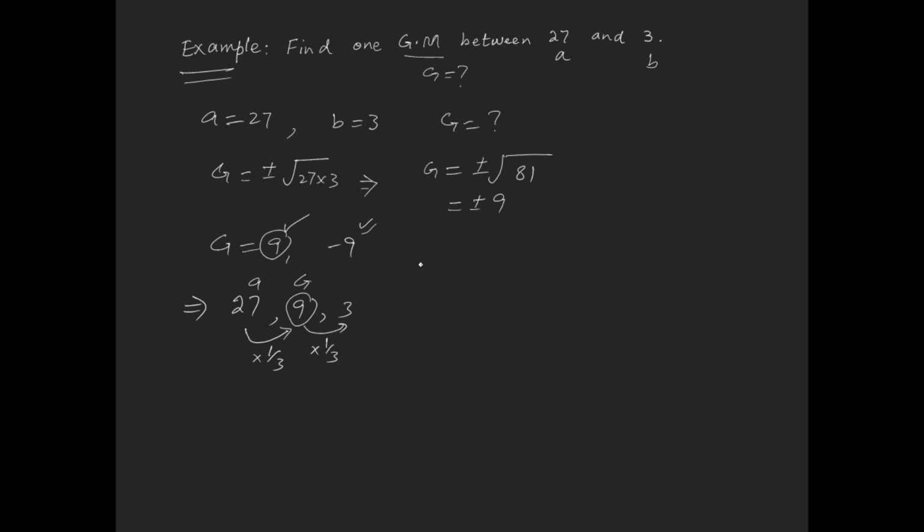Now if the geometric mean is minus 9, then A, geometric mean, and B are 27, minus 9 and 3. If we multiply the first term by minus 1 by 3, we get the second term, and again if we multiply the second term by minus 1 by 3, we get the third term. In the first case R is plus 1 by 3, and in the second case R is minus 1 by 3. So these are the two geometric means. We are basically finding one geometric mean, but it may be positive or negative.